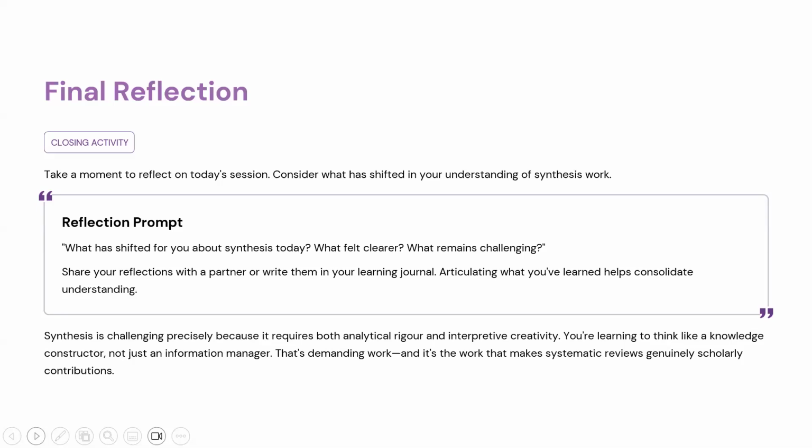Synthesis is challenging precisely because it requires both analytical rigor and interpretive creativity. So it's straddling the fine line between following a very clear and precise methodology, but also letting your imagination tell you what the data could potentially be saying. And you're also learning to think like a knowledge constructor, not just an information manager. That is very difficult, and the work that actually makes a systematic review very scholarly in the end.